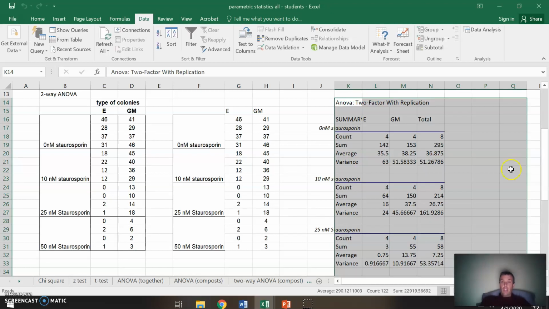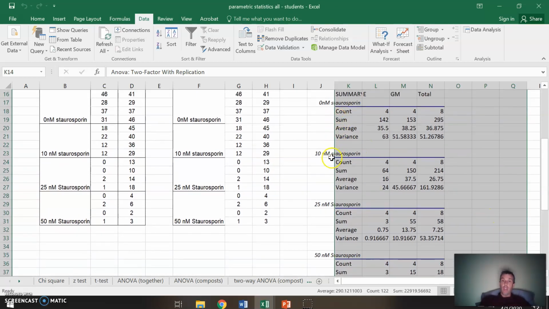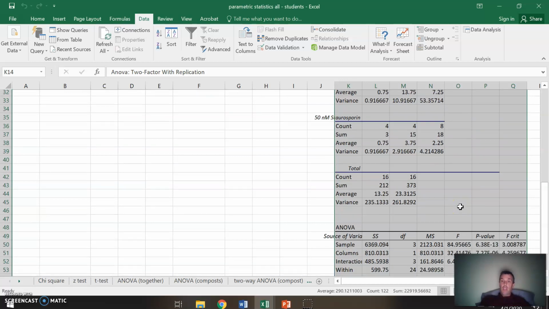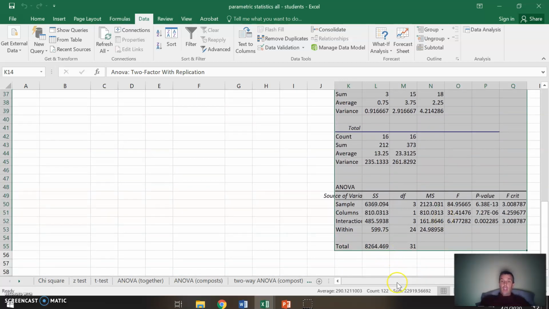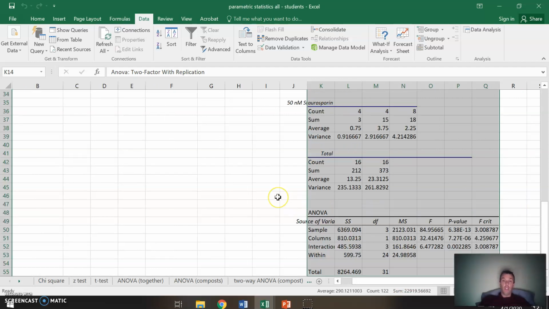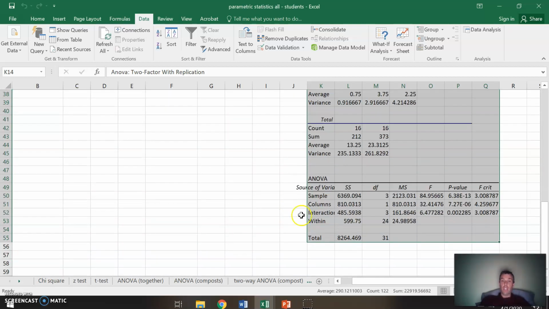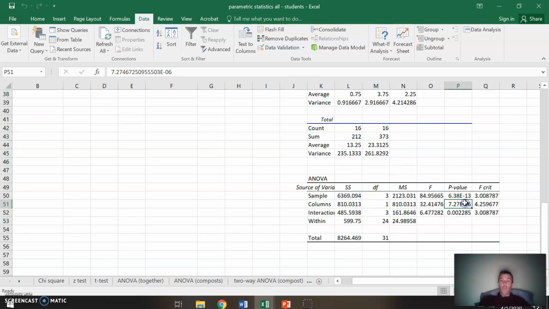And when I do that, this comes up here, and it tells me some data based on my groups of staurosporin. But this is what I'm looking for down here. You have to remember which variable you put into the columns. So columns is right there, and my columns means the E and GM. So my columns is the type of colony. So my p-value for the type of colony is way under 0.05. That means there is a significant difference between the types of colonies in these stem cells.